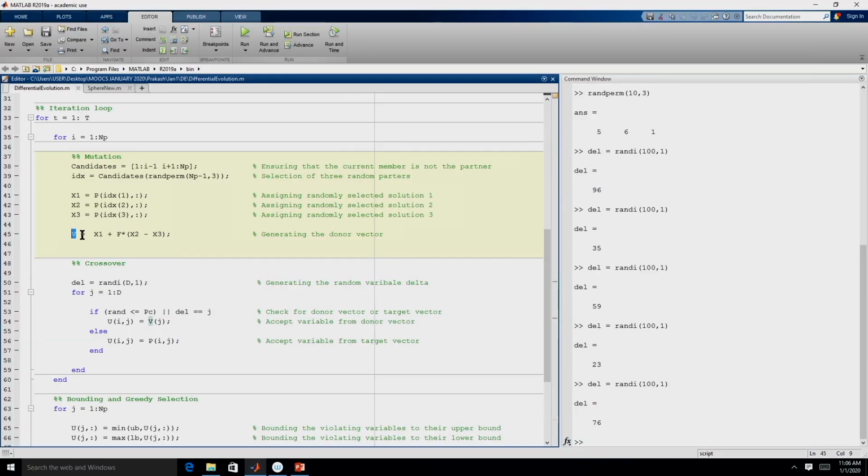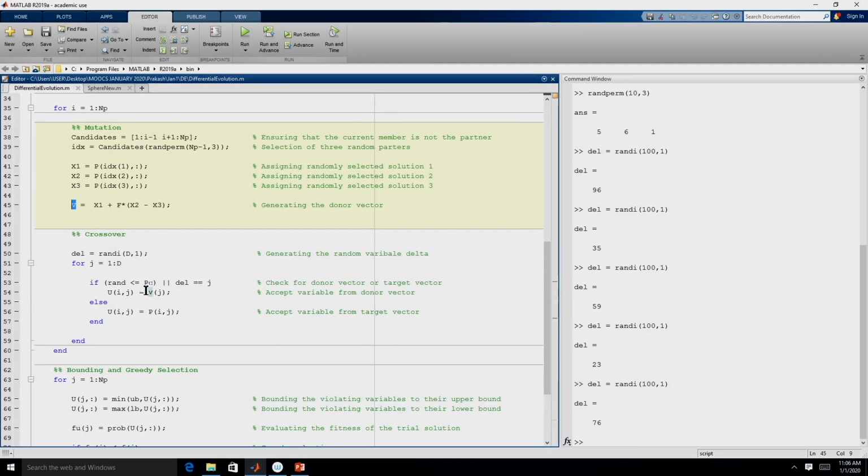We do not require the individual donor vector, because the greedy search we are going to perform is between the target vector and the trial vector. So, we are not storing the donor vector; every time we are overwriting it. Remember, we are overwriting after making use of it. It is not like we are never using it.